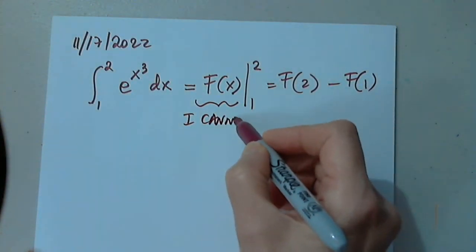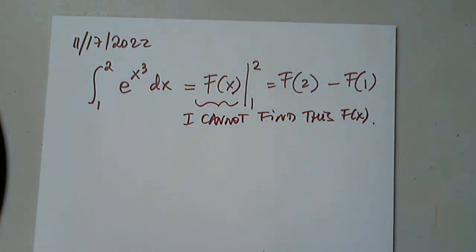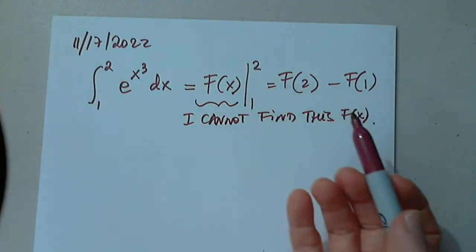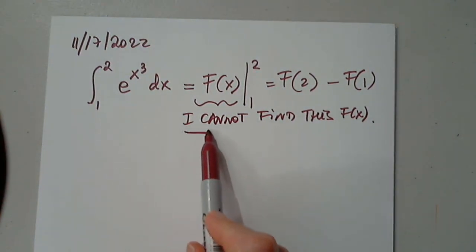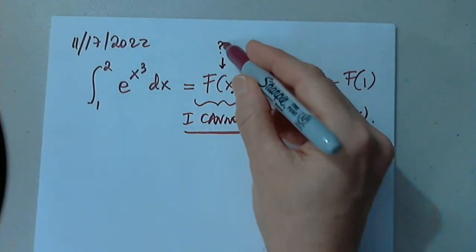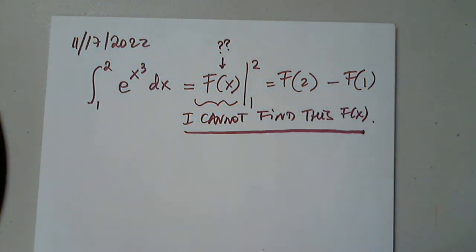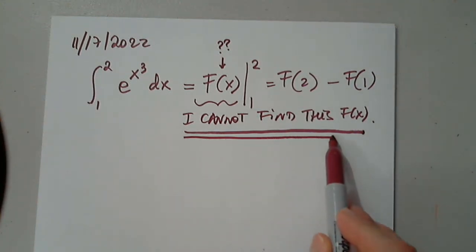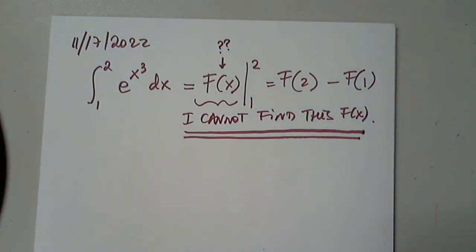I cannot find this F of x. Maybe the calculator will give us some sort of approximation. Who knows what the calculator is doing? I can't say. But even if my life depended on it, I cannot give you this function. I have to use a calculator, or a computer algebra system, or software. By hand, I am not capable of determining a function whose derivative is e to x to the third. I don't know anyone who is, other than software.